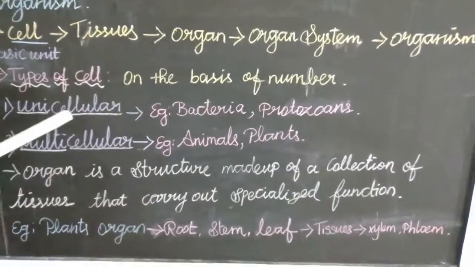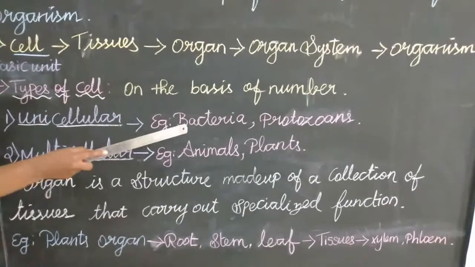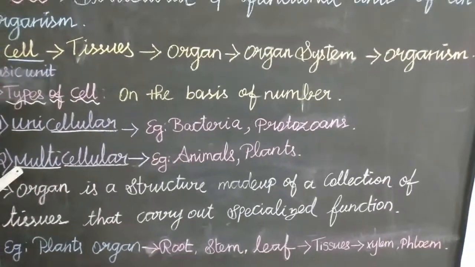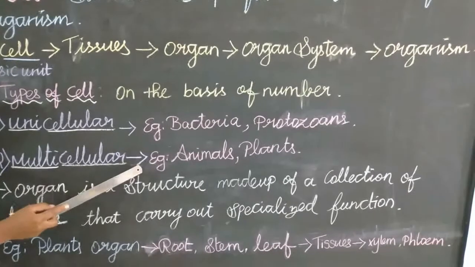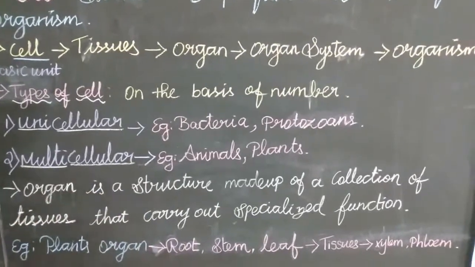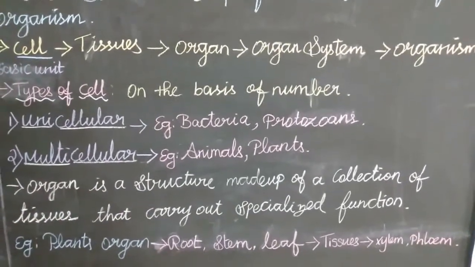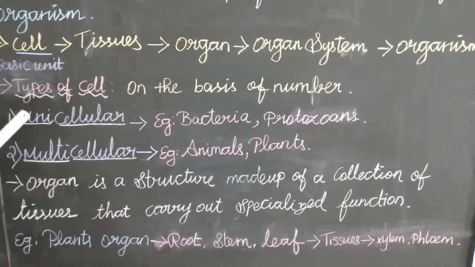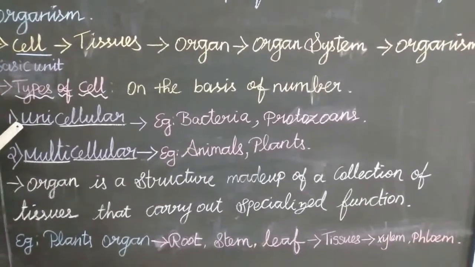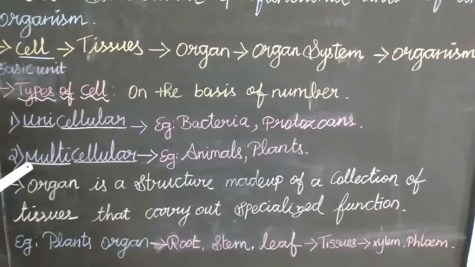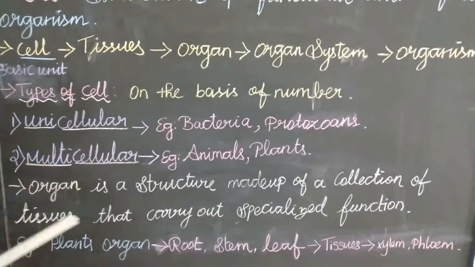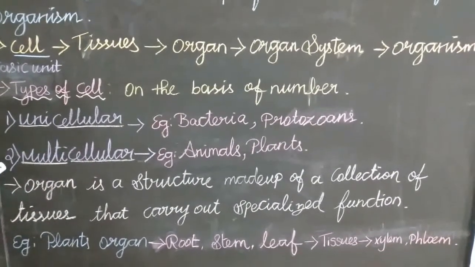Single cellular examples are bacteria and protozoans. Multicellular examples are animals and plants. Humans also, I think so. That is the types of cell. How many types of cell? Unicellular and multicellular, based on what? Number.